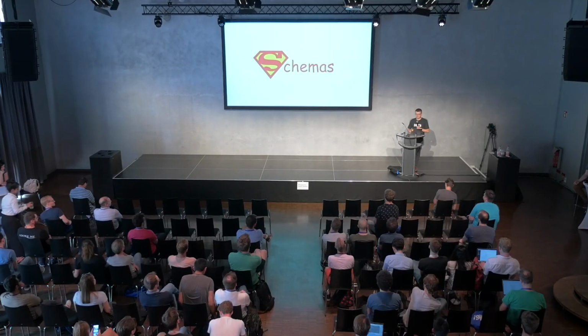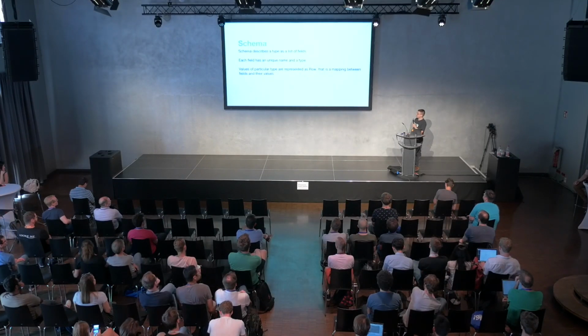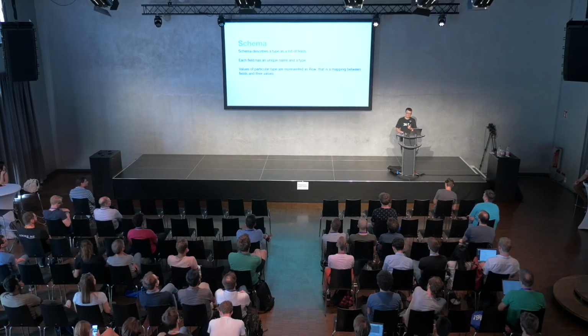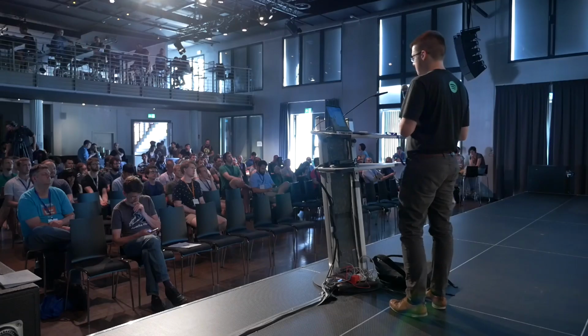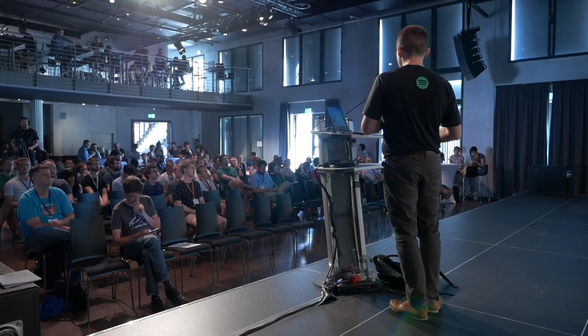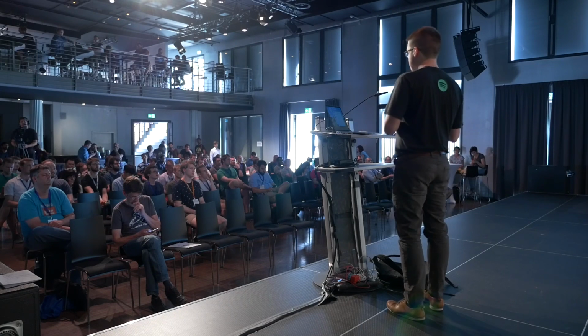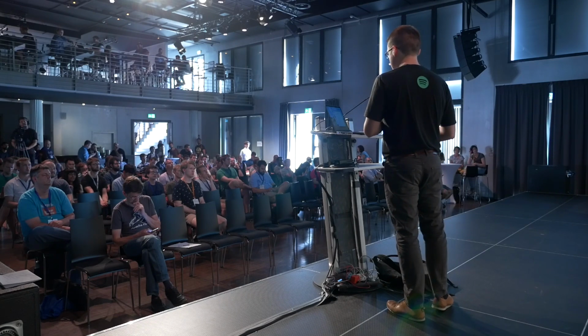But actually, we can do better. And the answer for it is schemas. So schemas come to the rescue and save us from all boilerplate and unmanageable pipelines. What are schemas? Schemas describe a type as a list of fields. And a field has a unique name and has some type. Values of your type become rows that are basically a mapping between fields and their values.